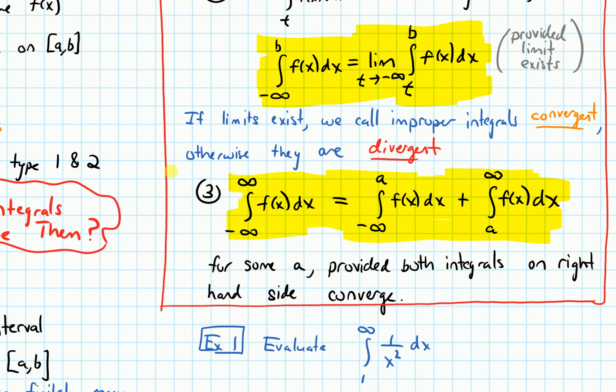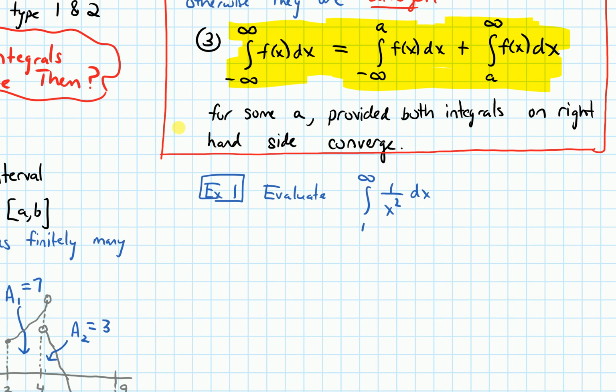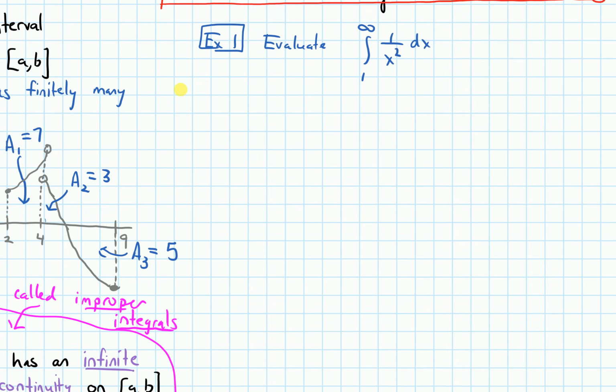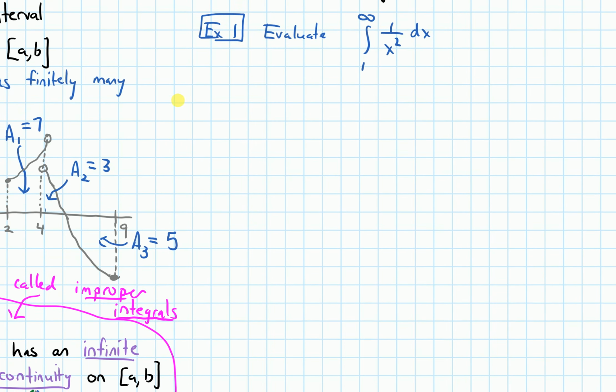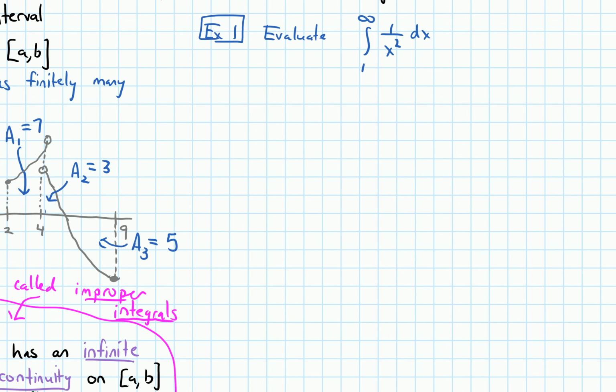Okay, let's look at an example. Let's evaluate the integral from 1 to infinity of 1 over x squared dx. The first thing that's helpful is being able to recognize why this is improper. This integral is improper due to the infinity. One of these limits of integration is infinite. That makes my interval an infinitely long interval.